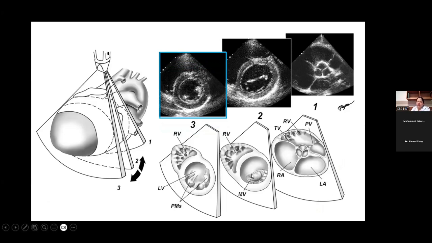When you tilt the probe towards the apex, then this is the papillary muscle level, this is the LV, and above you have the RV. And then you keep changing the probe position, and then you have the basal level in which you can appreciate the mitral valve, and then this is the aortic level view. And in the aortic level view, the aorta is the center, and on the right side, the tricuspid valve, and this is the pulmonary valve.